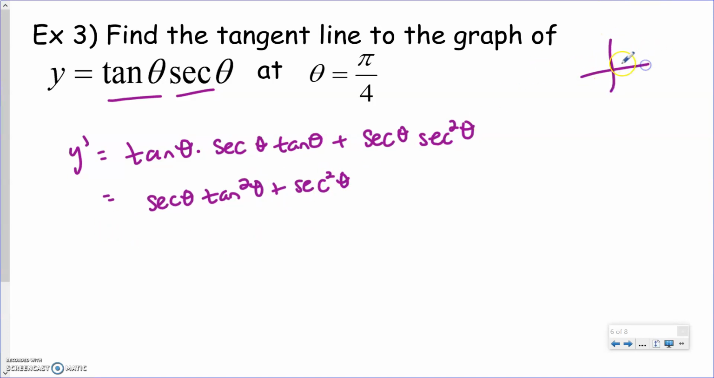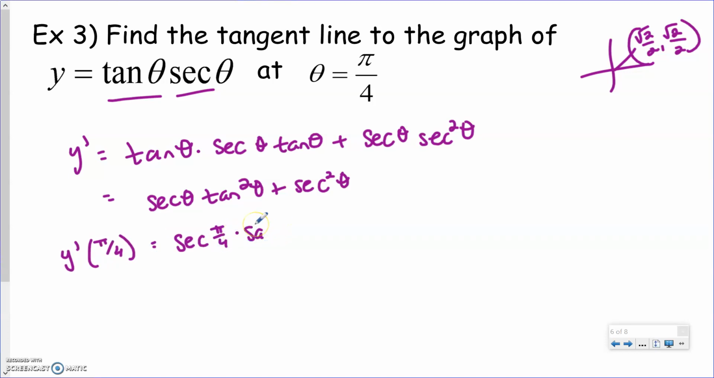And at pi over 4, we have the point square root of 2 over 2, square root of 2 over 2. So we can go ahead and use those. So y prime at pi over 4 is going to be secant of pi over 4 times tangent squared, and then secant, and that should be to the third power, not to the second. So secant of pi over 4 to the third power.